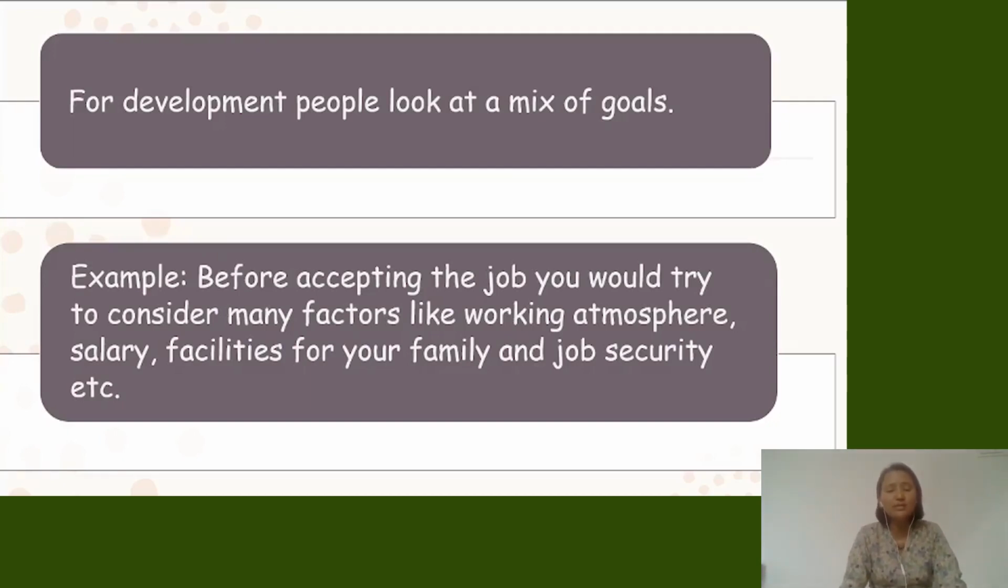You would try to consider many factors like working atmosphere, salary, society, family, facilities. We look at a mix of goals, a number of goals.